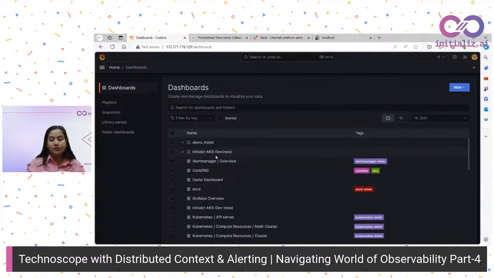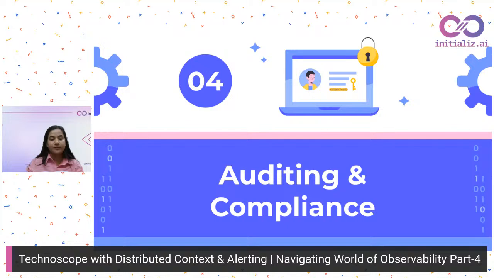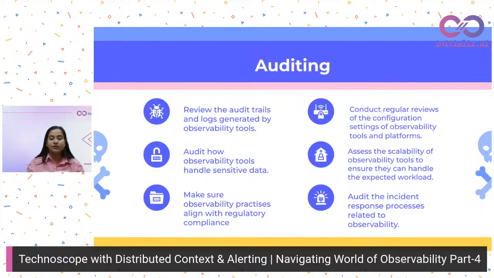Now, we also have something else in our list today, that is auditing and compliance. That is another very crucial aspect. Actually, it's majorly hidden. It goes side by side when you're talking about observability, but it is equally important. So let's talk about that.